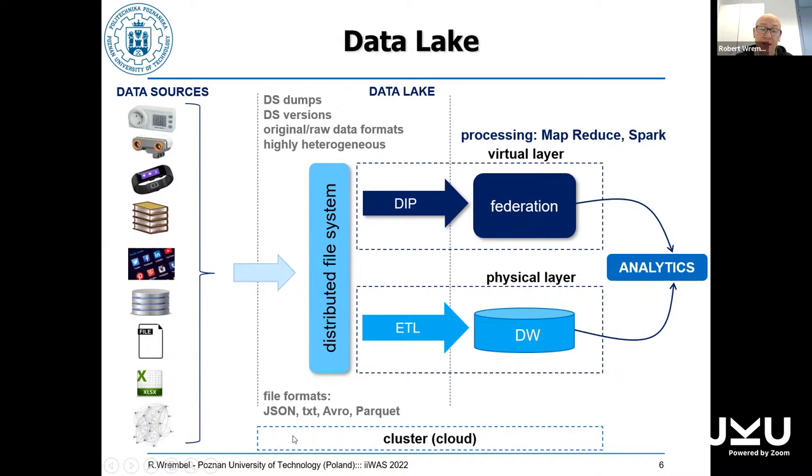And at the hardware level, this stuff is deployed on a cluster or in the cloud. And then we have users that want to do analysis of these data. And these data, since they are in raw, heterogeneous formats, must be converted, transformed into a format that would be suitable for analysis. And of course, we have two layers here, and a traditional layer like ETL that loads to a data warehouse. So this is a physical integration architecture.